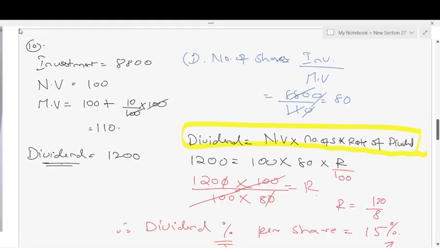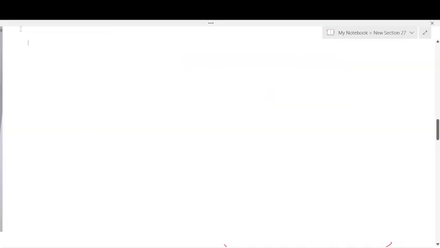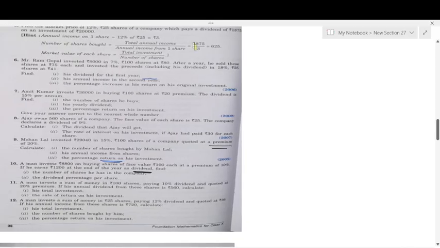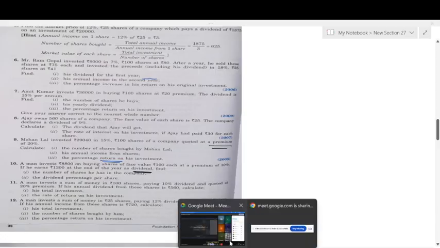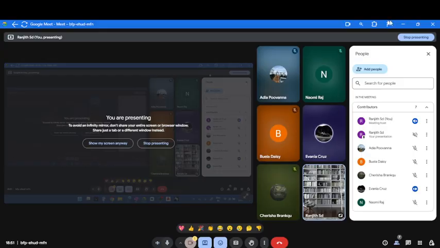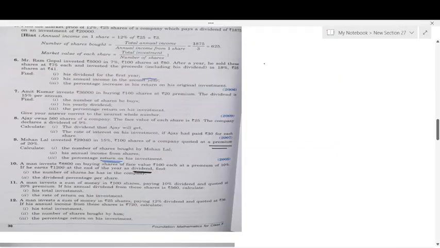Okay, 11th question. 10th one is done. Actually, it's a very easy topic. Formulas. How to use the formula. So tell me the 11th one. A man invests a sum of money. What is the nominal value? Read the 11th one and tell me, students.